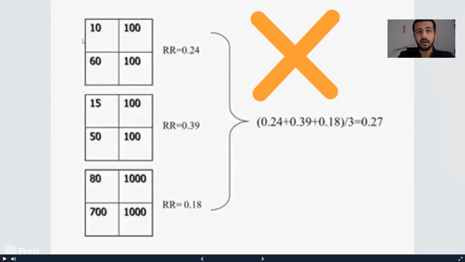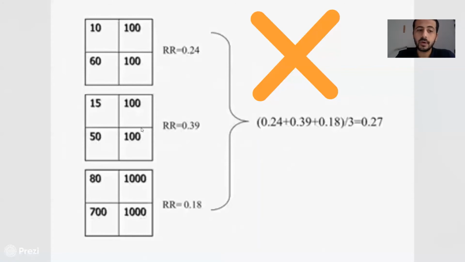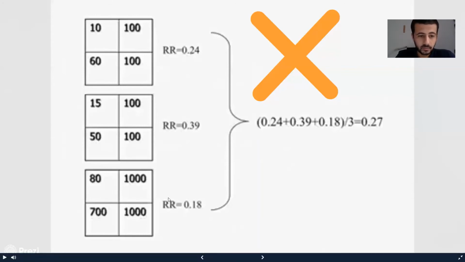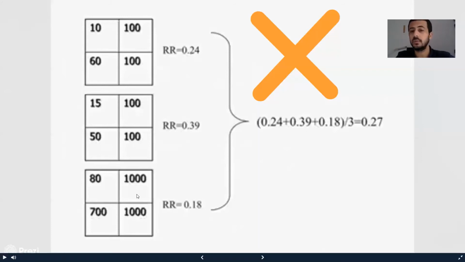I had this 2x2 table from the first study, then a 2x2 table from the second study. Both of them had a sample size of 200 or 300, let's say. Then I had a third study with this 2x2 table, but here the number of participants was 3,000. Here we have the RR, the RR, the RR. How can I do the meta-analysis?